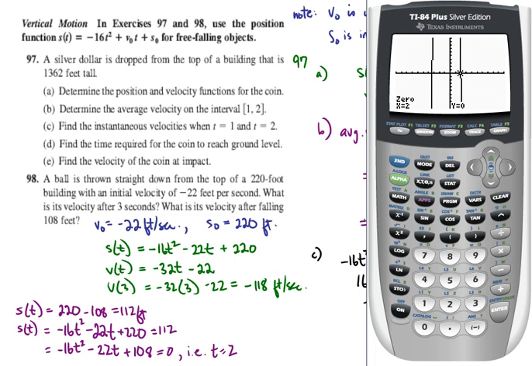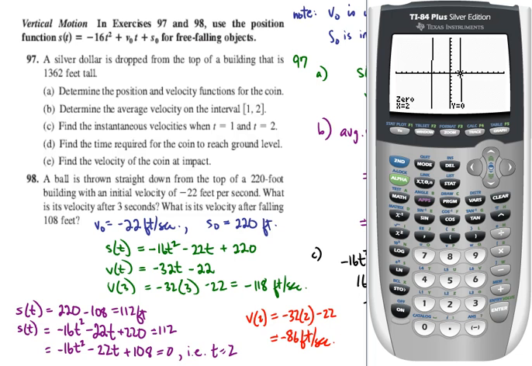112 feet, at that instant, now we want to find out what the velocity is at that point in time. So all we really have to do is go back to our velocity function and plug in t equals 2. And so that would be v of 2, which is negative 32 times 2 minus 22. Negative 32 times 2 is negative 64, minus 22 is negative 86. And that would be feet per second.